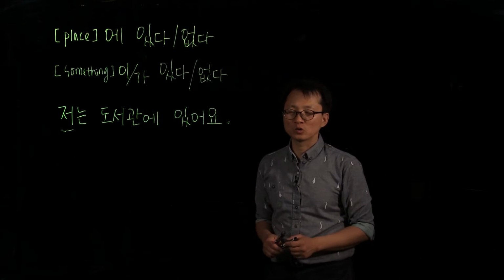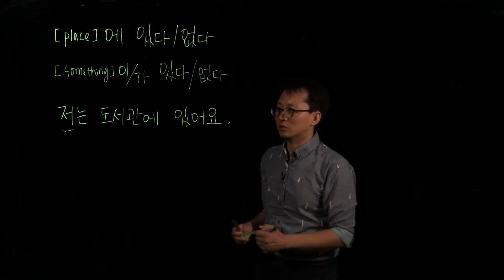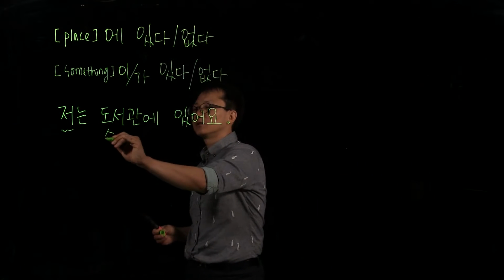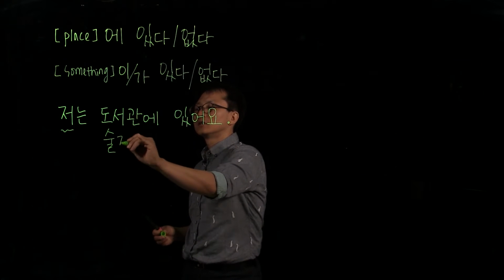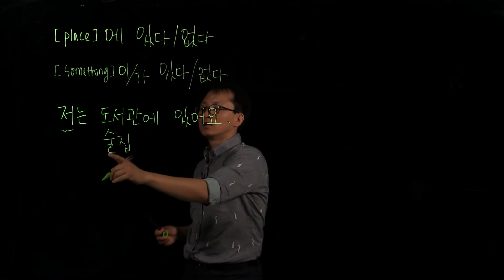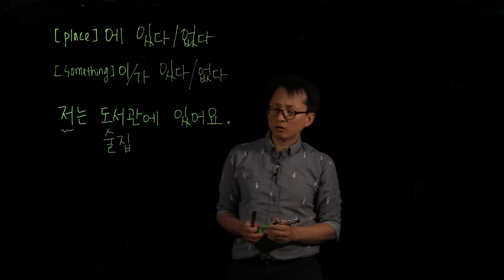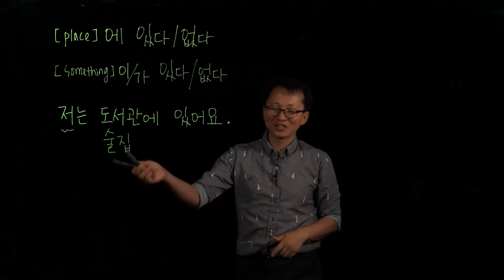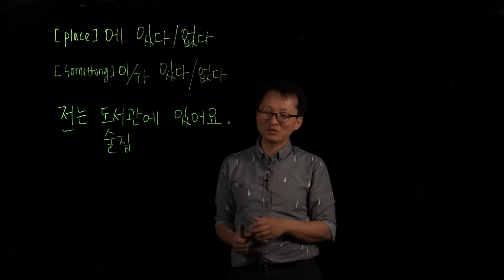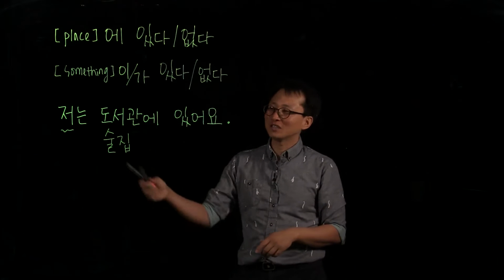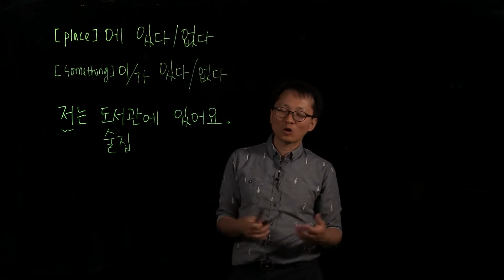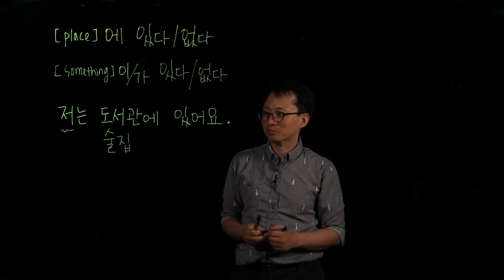But 저는 도서관에 없어요. 어디에 있어요? 저는 술집에 있어요. 술집, alcohol, 집, house, alcohol house, bar. 저는 I'm in the bar now. 저는 술집에 있어요. 이렇게 이제 we can say like this to talk about the location.